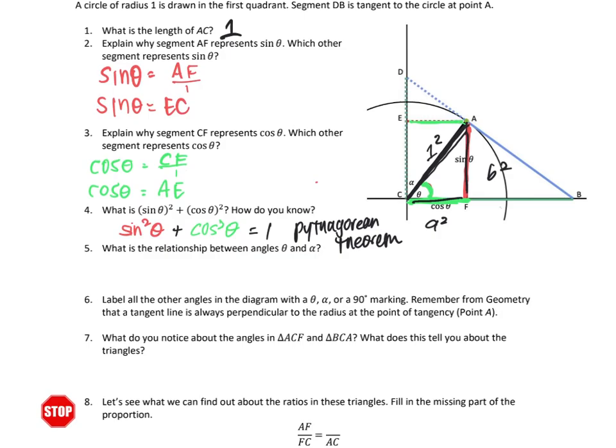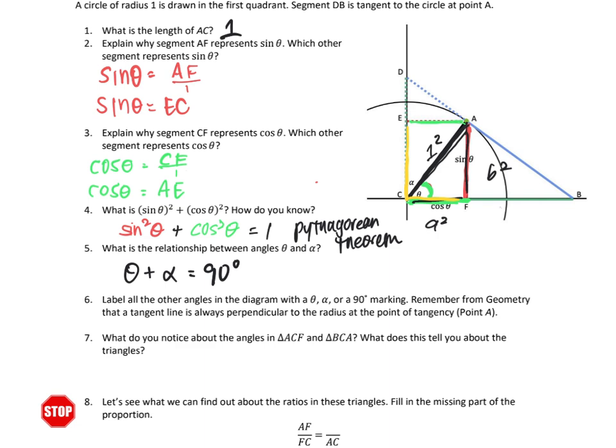Okay, then it says, what is the relationship between angle theta and alpha? Well, I'm looking at this picture and it seems like together they create a 90-degree angle. So I'm going to say theta plus alpha equals 90 degrees. And then it says label all the other angles in the diagram with a theta, alpha, or 90. Remember from geometry that a tangent line is always perpendicular to the radius at the point of tangency.